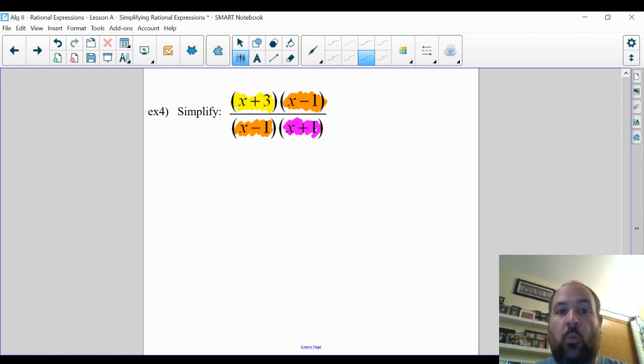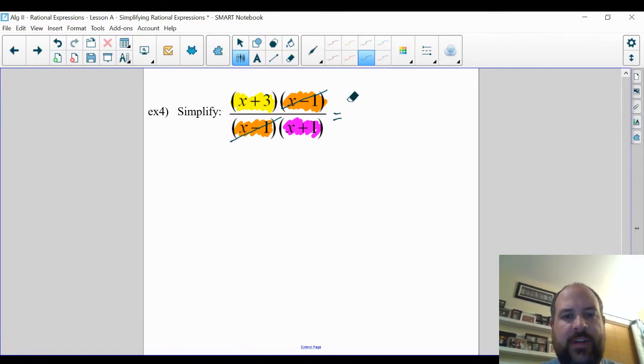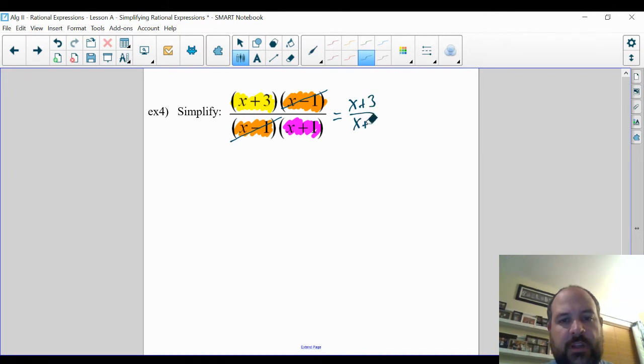So if I look at what is common between both the top and the bottom, you can notice that I shaded both the x minus 1s the same color because those are in common, which means those whole quantities will cancel each other out, leaving us with a numerator now of x plus 3 and a denominator of x plus 1.